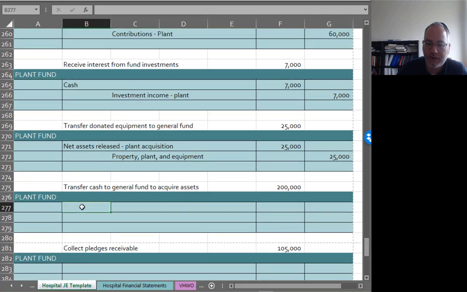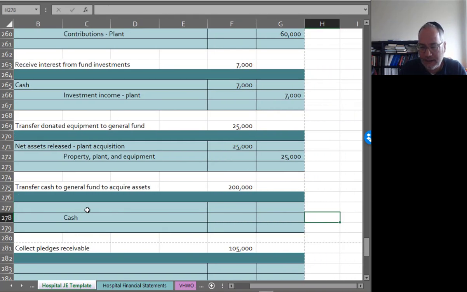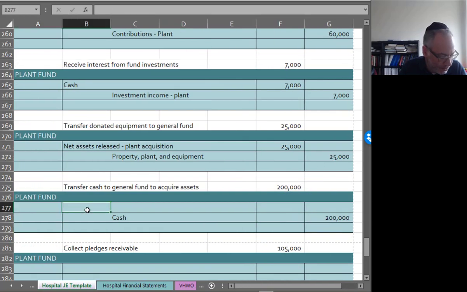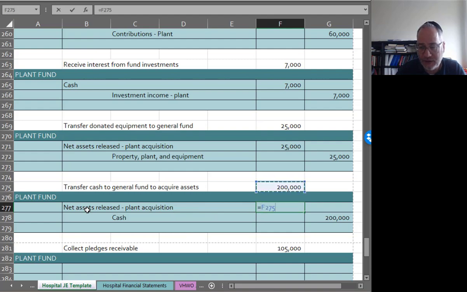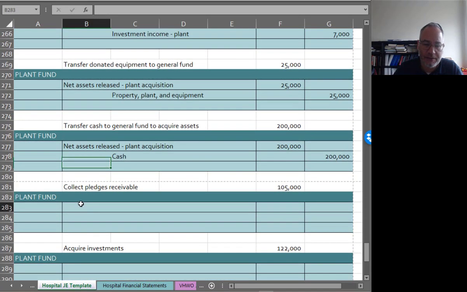Okay, transfer general funds to acquire assets, if you remember this transaction. So here I'm going to credit cash for $200,000 and debit net assets released plant acquisition. You would do this once you're ready to buy the asset in the general fund, of course. And we're going to collect these additional pledges receivable of $105,000. So debit cash of $105,000, credit pledges receivable. And they're obviously restricted until we get the money.